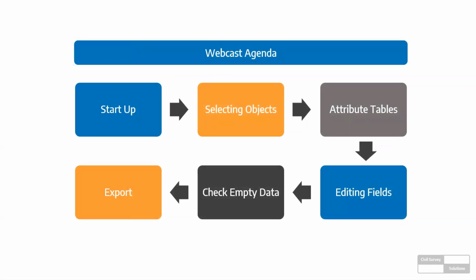So, how generally a setup normally goes is you'd have the initial startup, you'd start selecting your objects, you'd then be asked which attribute tables you wish to use for the objects you selected. You then edit the fields, check for any empty data, any data you might have missed, and then finally export it.